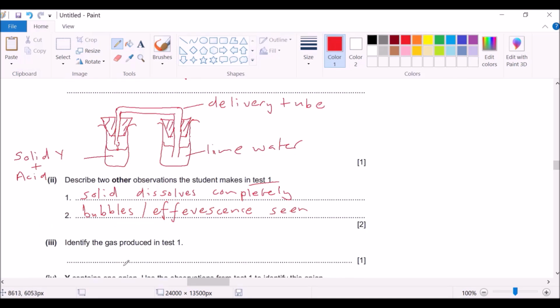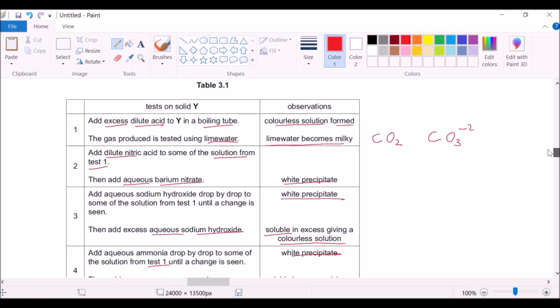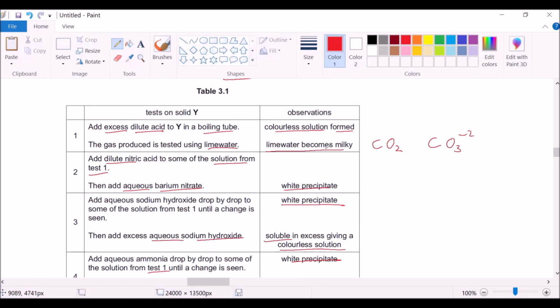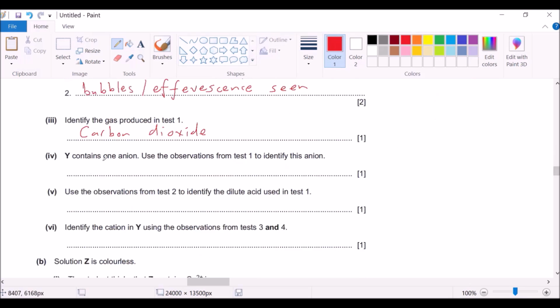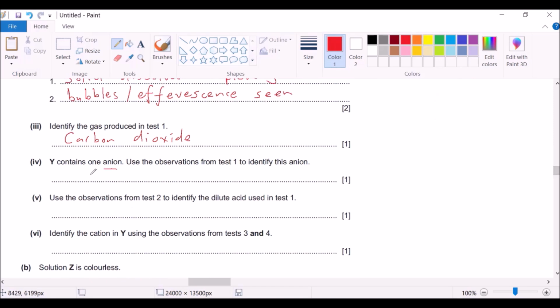Identify the gas produced in test 1. The gas is carbon dioxide, because carbon dioxide turns lime water milky. Y contains 1 anion. An anion is a negatively charged ion. So from the observations of test 1, we can say it is a carbonate, or CO3²⁻.